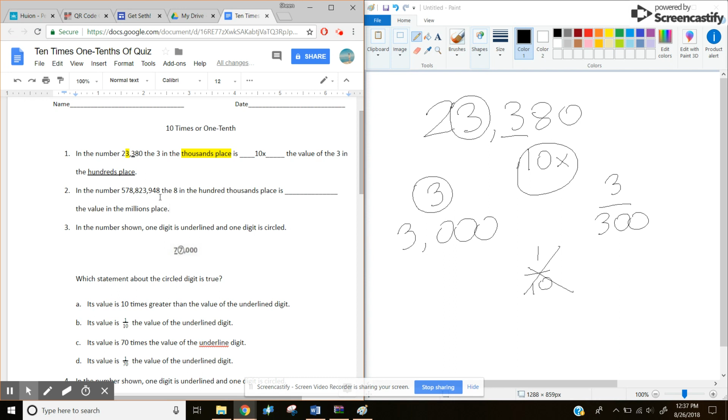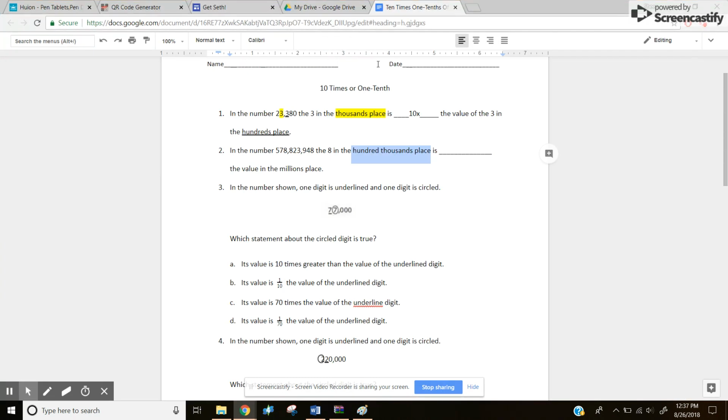Now the second question is the same thing. It wants to know about the 8 in the hundred thousands place. So we can go ahead and highlight that. So we're going to highlight the 8 in the hundred thousands place. And now the second place value we see is the millions place. So we are going to underline it. This 8 is in the millions, so we're going to underline.